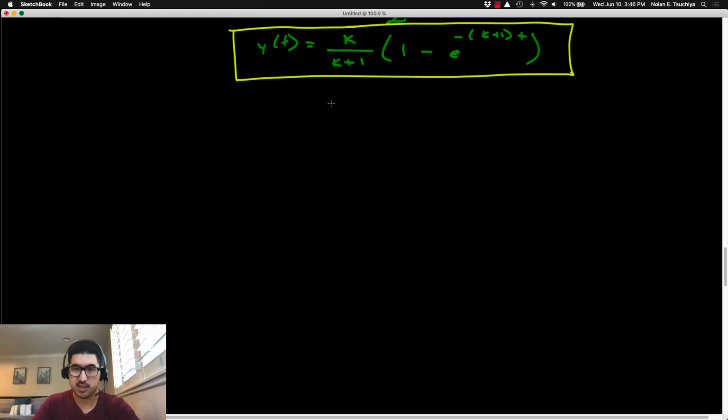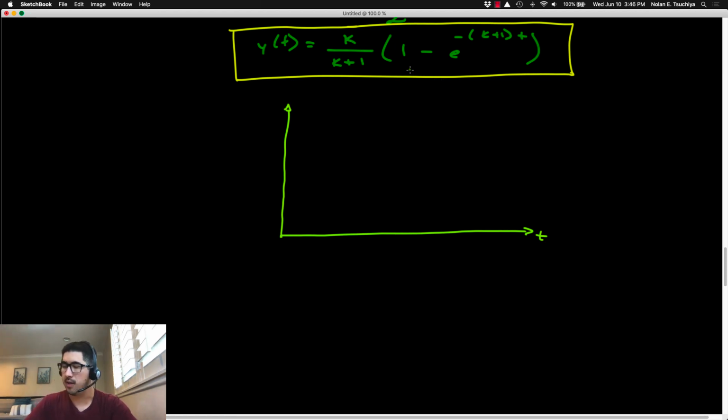Y of t, which is the step response of the closed loop system, has this form. Now, what this looks like as a function of time is the following. Okay, it's basically a constant value minus a decaying exponential. Okay, so for the time being, let's assume that t is equal to 0. At t equals 0, I have e to the 0, which is 1. So I basically got 0, right? The whole parentheses is 0, and 0 times k over k plus 1 is 0.